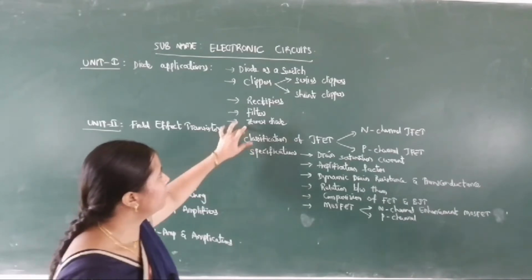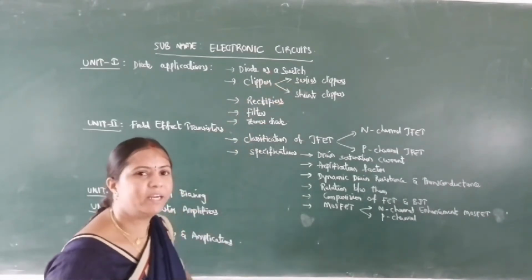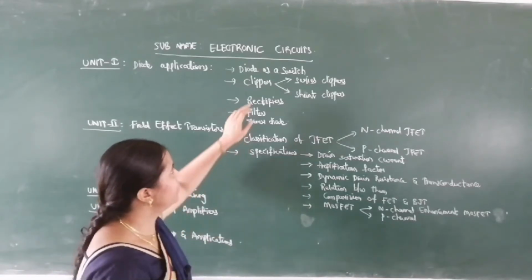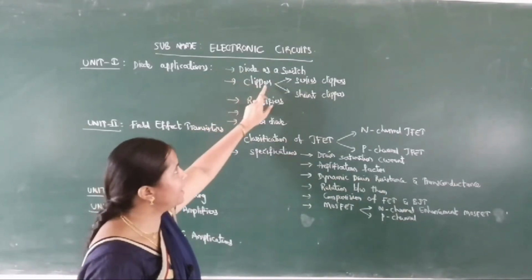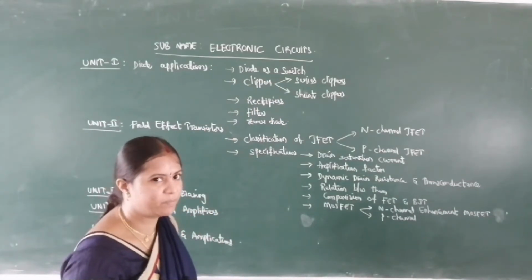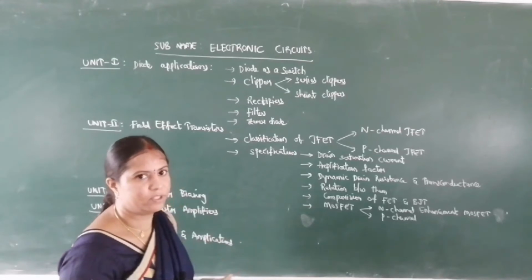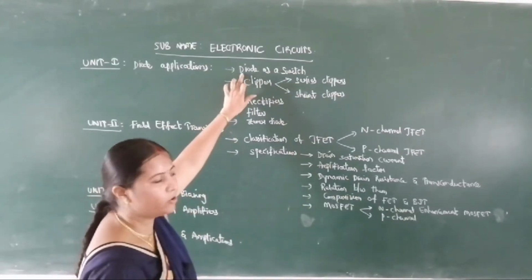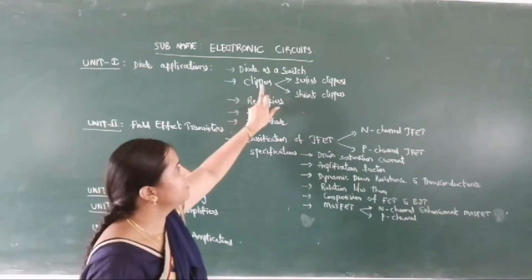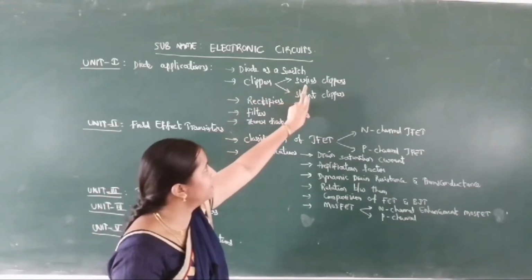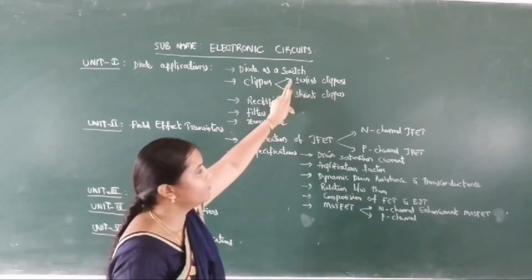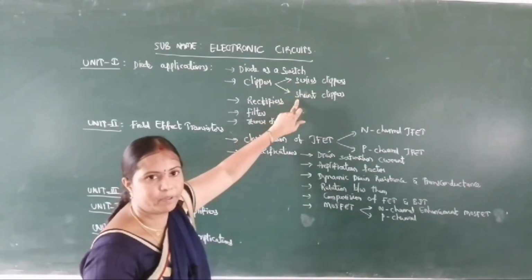So diode as a switch means we can connect the diode in forward bias and reverse bias. Okay na? If we connect the diode in forward bias, it acts as a closed switch. If we connect the diode in reverse bias, it acts as an open switch. Like that we can use a diode application, that is diode as a switch. And coming to the clippers, you have 2 types of clippers here, series clipper and shunt clipper. In your syllabus you have series clippers and shunt clippers.